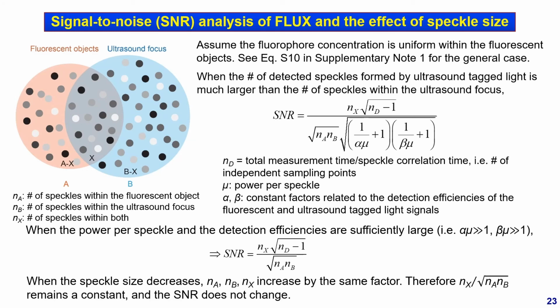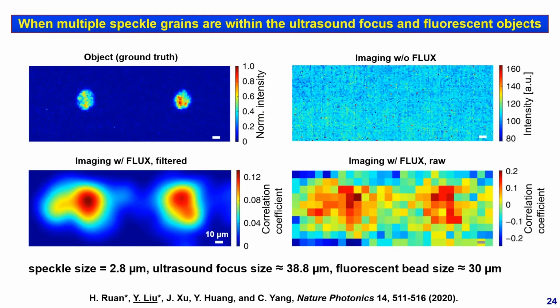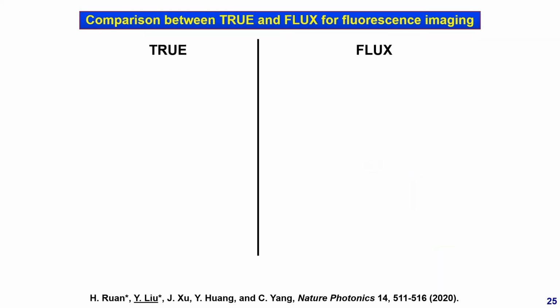When the speckle size decreases, NA, NB, and NX increase by the same factor. Therefore, the expression NX over square root of NA, NB remains a constant, and the SNR does not change. Here, we show that when there are around 200 speckle grains within the ultrasound focus and fluorescent object, we can still image the object through a dynamic scattering medium. As a control, the top right figure shows that if we don't use flux, we cannot see the object through the scattering medium.